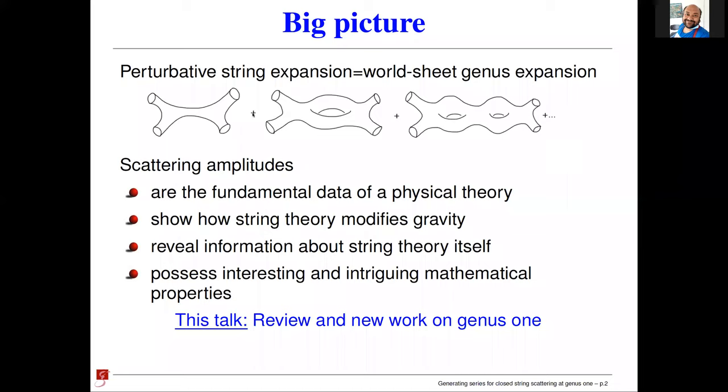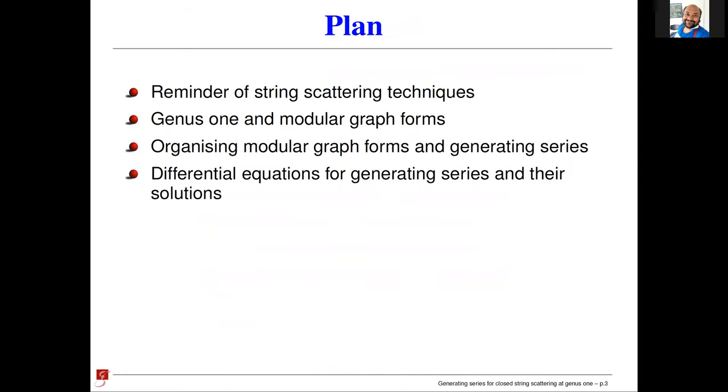This talk will mainly focus on a review of some things that are known, and as I said, mainly the new work done together with Jan Gerken and Oliver Schlotterer. And here's the plan of what I'm hoping to cover.